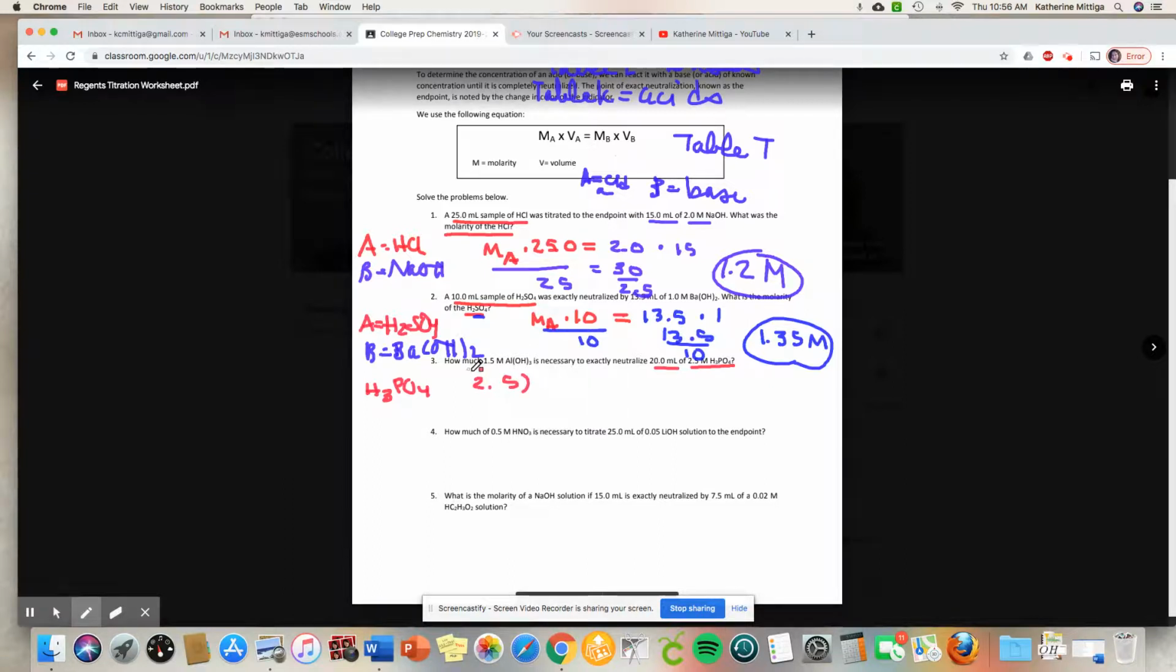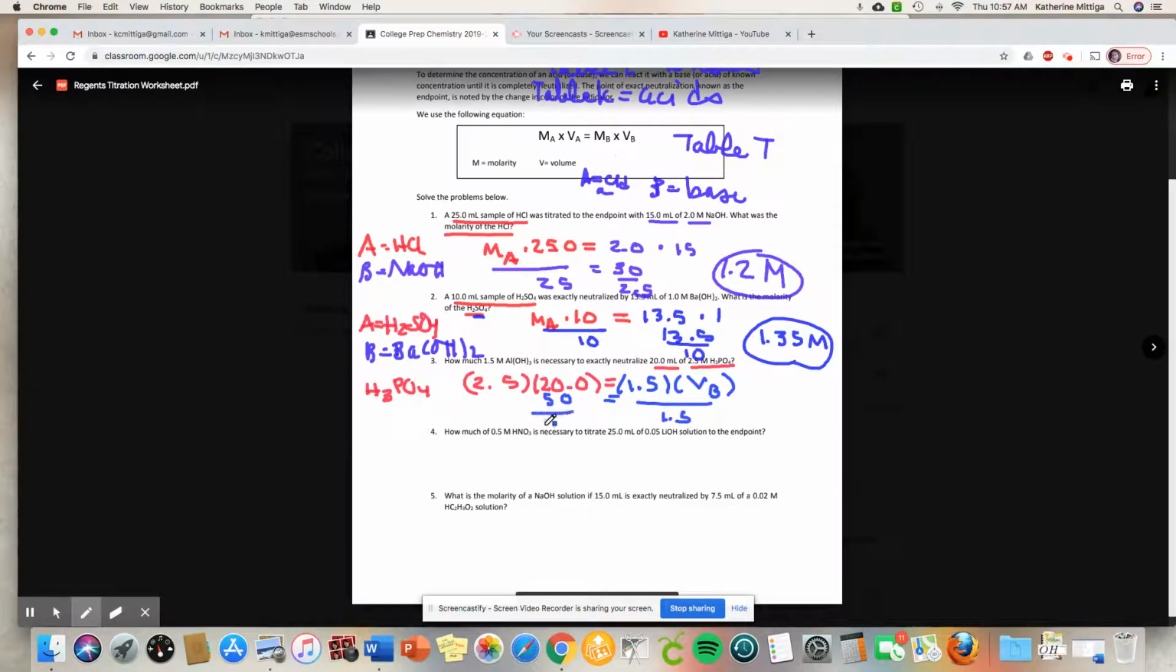So let's just line it up. 2.5 times 20 equals, sorry about the coughing, and then 1.5 times, I don't know the volume of the base. Put it as X if you'd like. Okay, let's go ahead and multiply these two things together. 20 times 2.5 is 50 equals that. Divide both sides by 1.5.